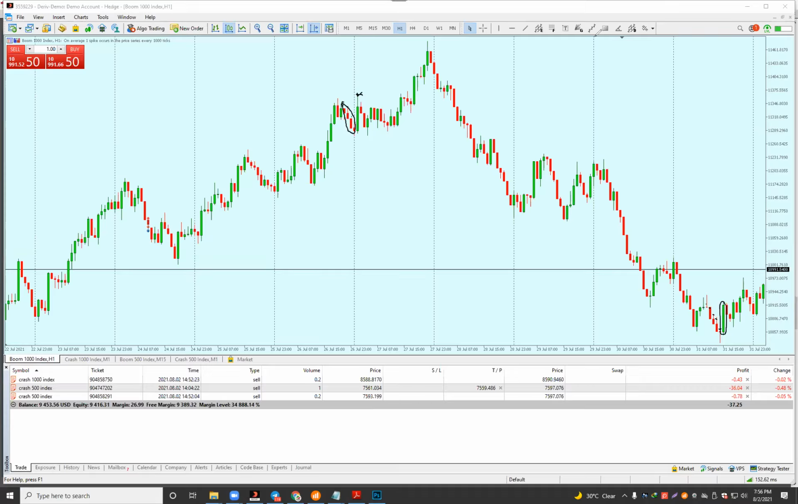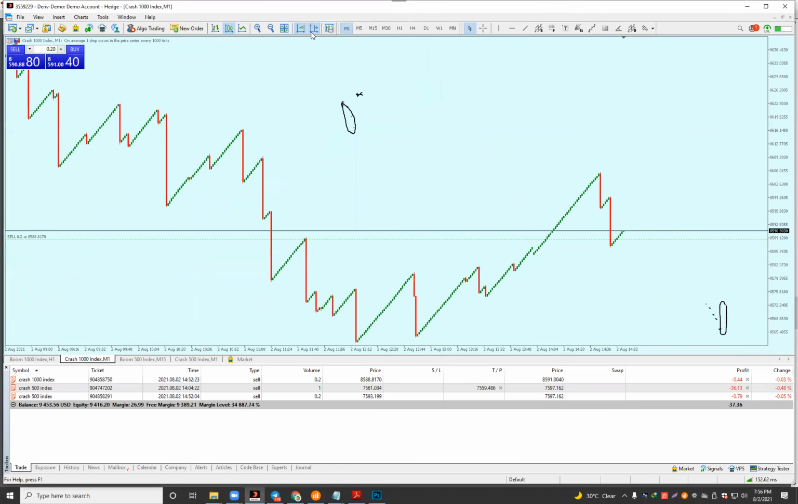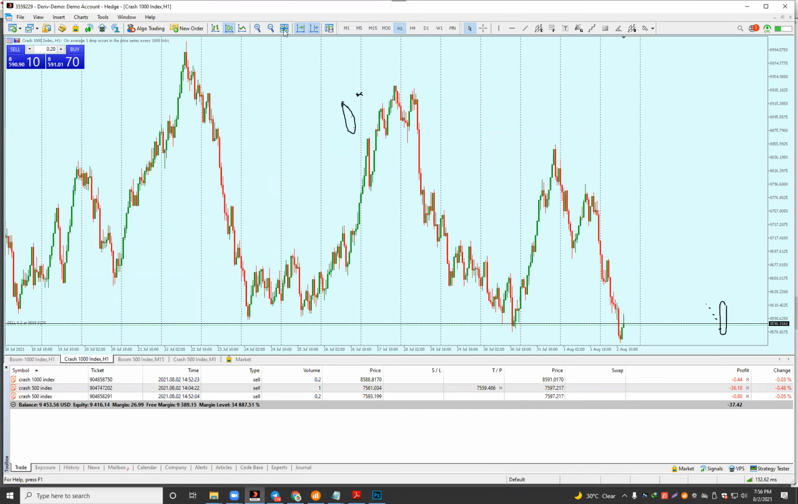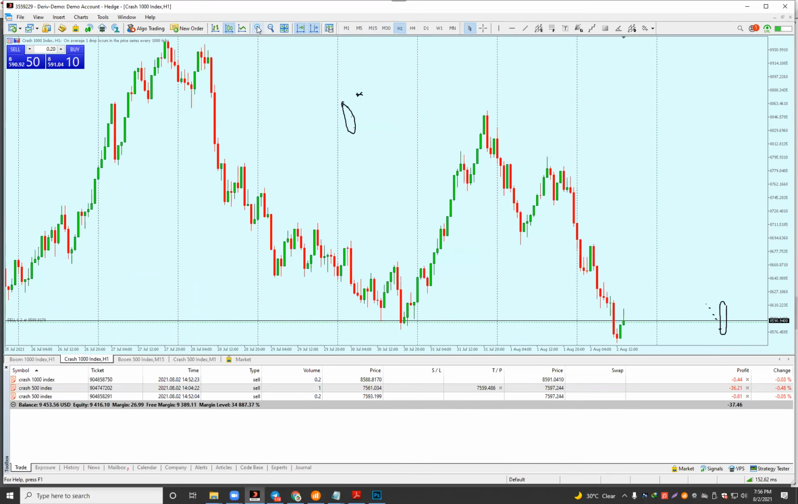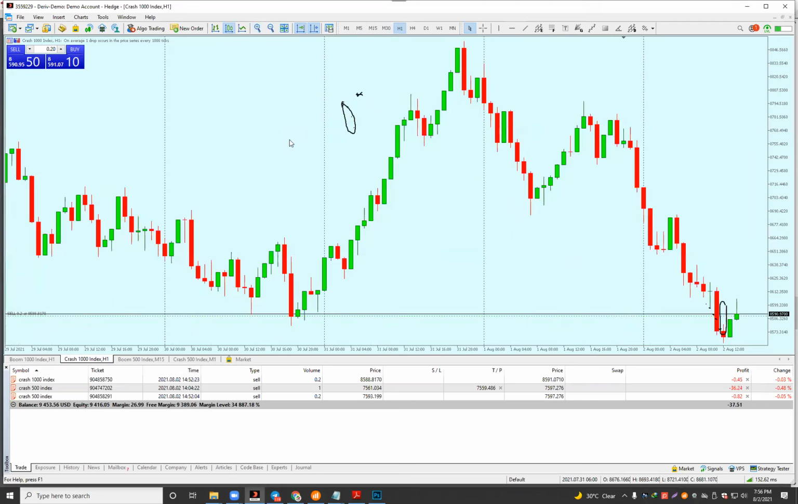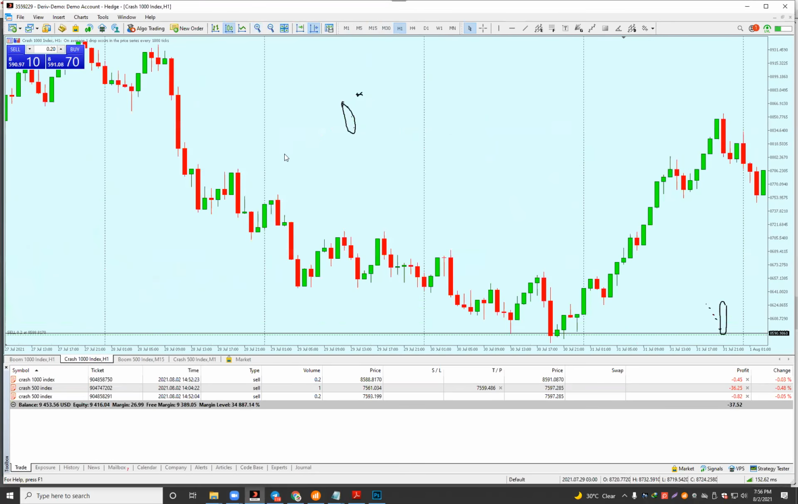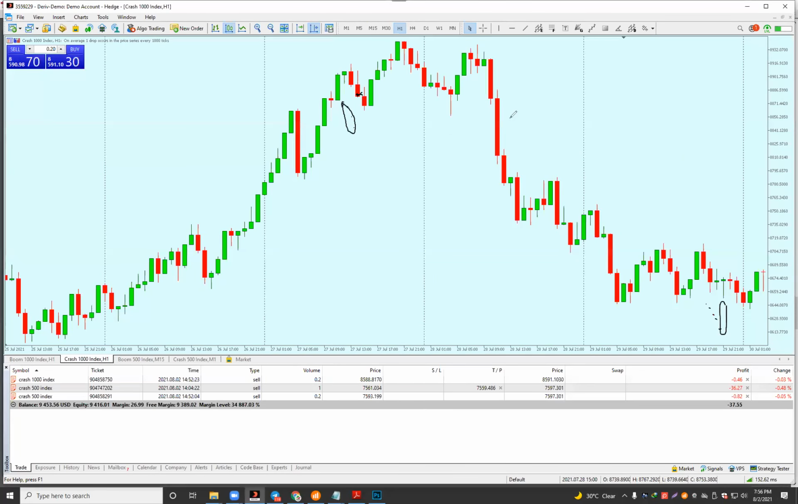And on the crash 1000, I'm going to show you. Here you will find so many big candles, right? See these candles. From here, 1 hour, 2 hour, 3 hour. How many candles are there? 3 candles, 3 hours, right? Yes, sir.